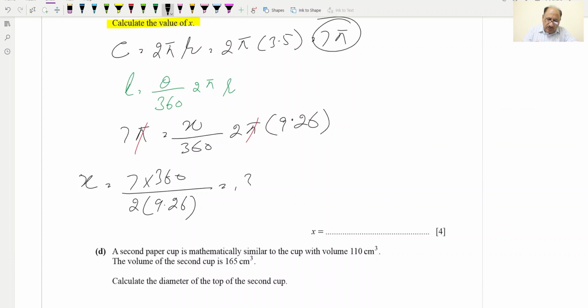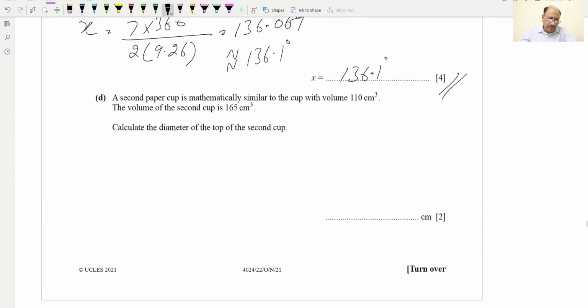This is giving us 136.069, or we can write it as 136.1 degrees, and this will be 136.11 degree, and this was 4-mark question which we have done. Hopefully you understood this.